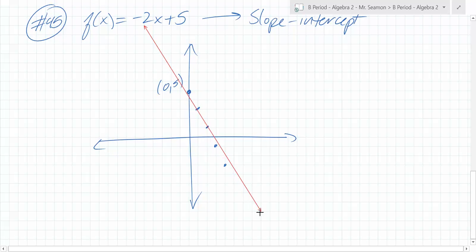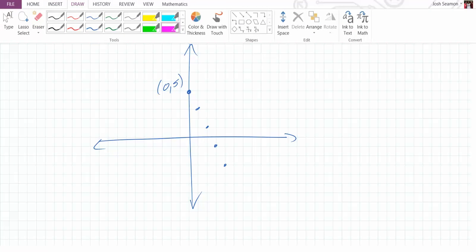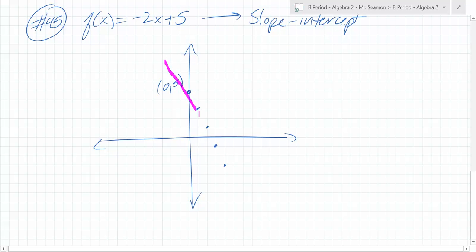That's not bad. Not the best, I didn't go through all those points there. But there's your line. Well, I'll do a better one. You can see it here. There it is. Negative 2x plus 5. If it's in slope-intercept, start with the intercept and then plot a second point.